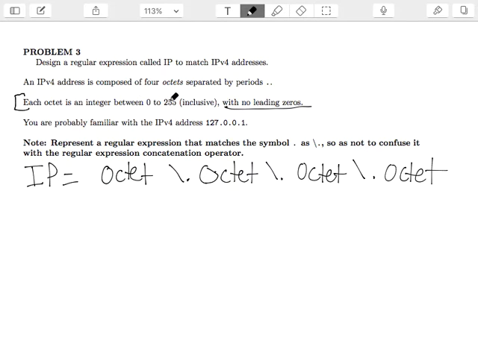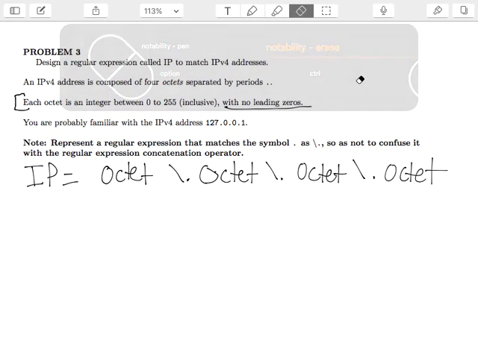Every octet is an integer between 0 and 255. But it can't start with 0. You can't have 0 0, you can't have 0 1 0. No leading zeros. Leading zeros would be unnecessary zeros in this case.